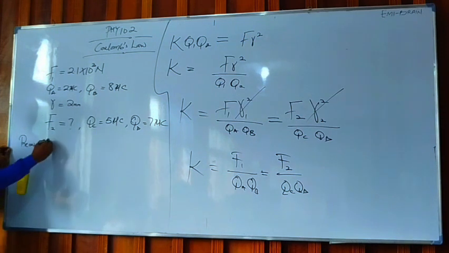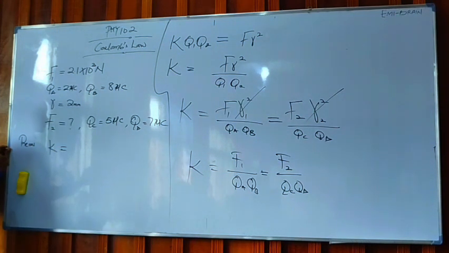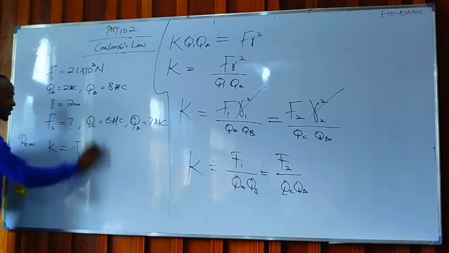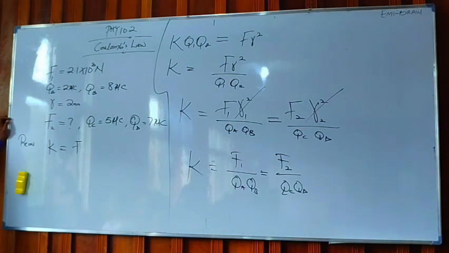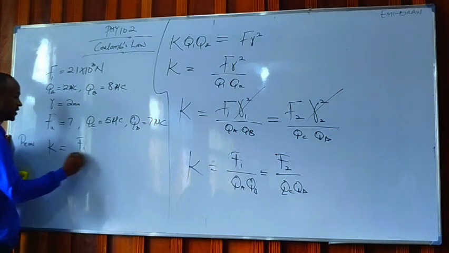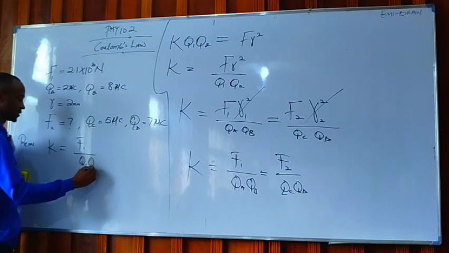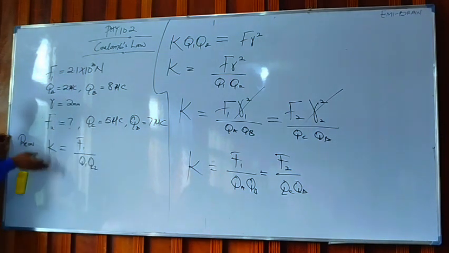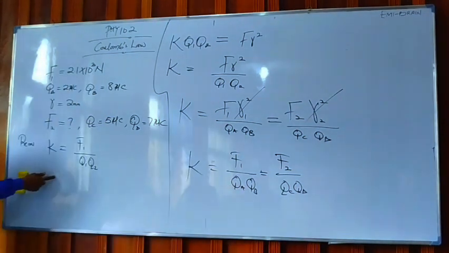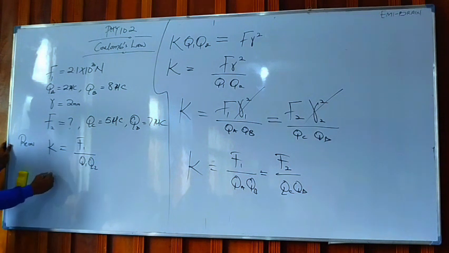From this other law, just recall that K, what's the value of K for the second law? Give me the value of K. K is F R squared over Q1 Q2. I hope you all know how we got this. So I can solve directly from here, right? I can say that this is the same as this.